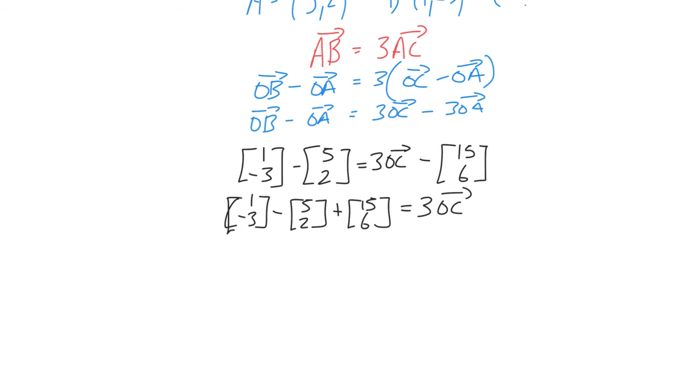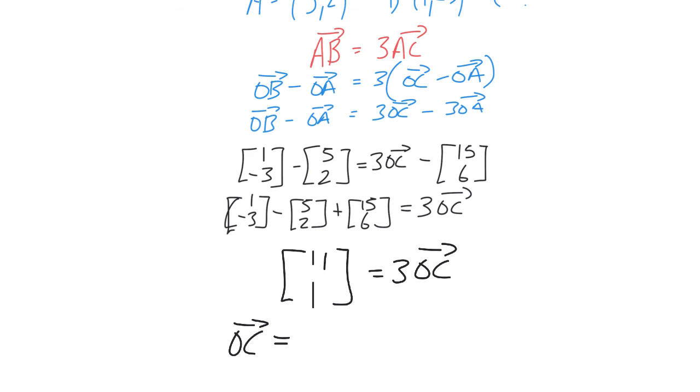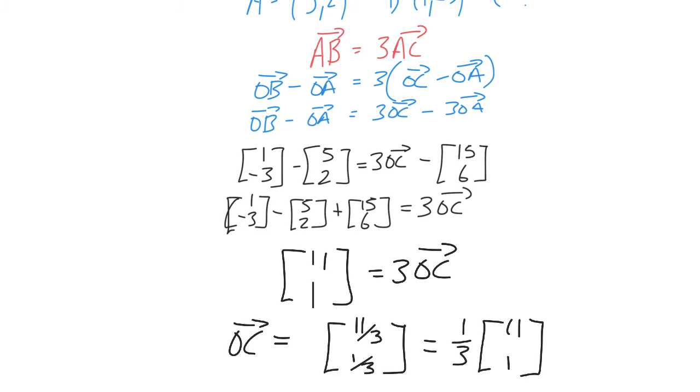And if I simplify the left hand side, 1 take away 5 is minus 4, plus 15 is 11, so I get 11. Minus 3 take away 2 is minus 5, plus 6 is 1, equals 3 times OC. So therefore OC, if I divide both sides by 3, I can either write that as 11 over 3 and 1 over 3, or to make it look a bit nicer, I can just factorize out a third. So I can write it as a third times (11, 1).